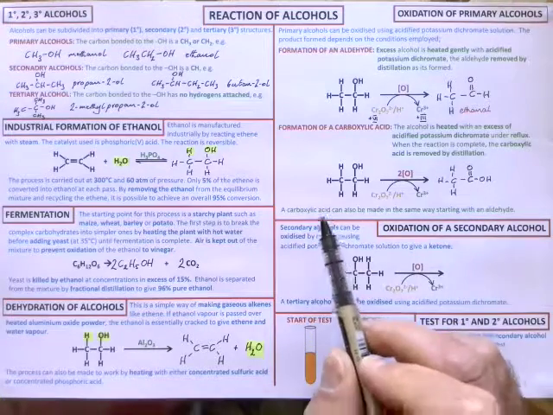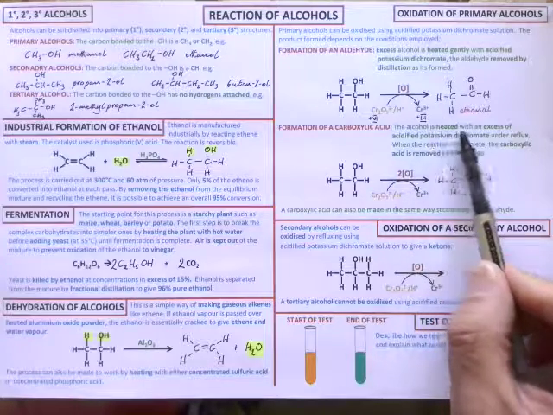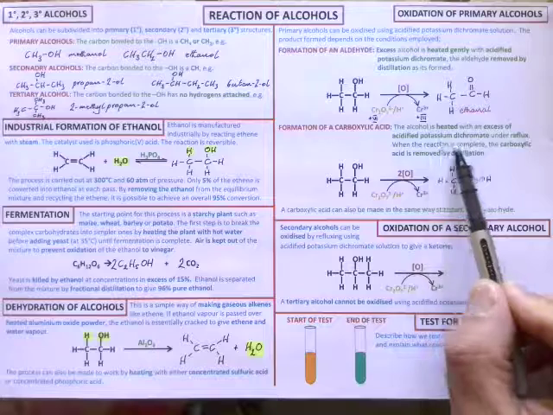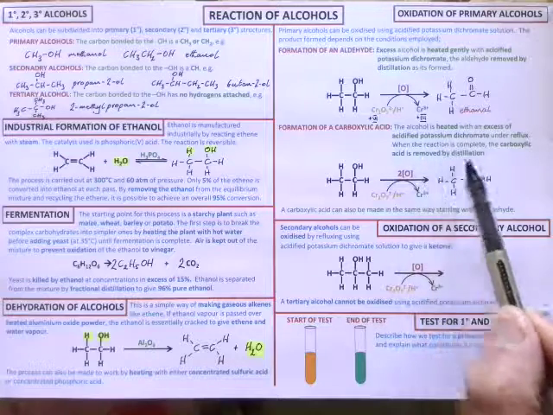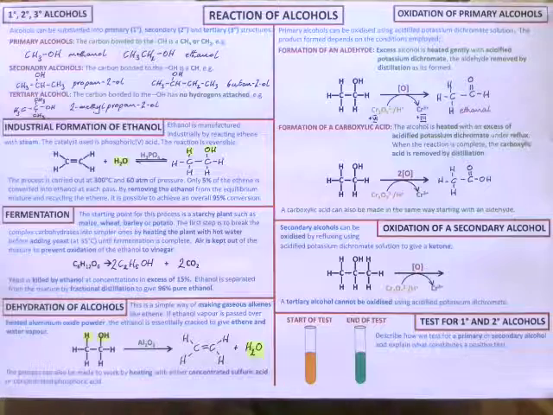So here then we need more forceful conditions for this to happen. The alcohol is heated with an excess of potassium dichromate under reflux. When the reaction is complete, the carboxylic acid is removed by distillation. So let's just talk about those 2 conditions a little bit.